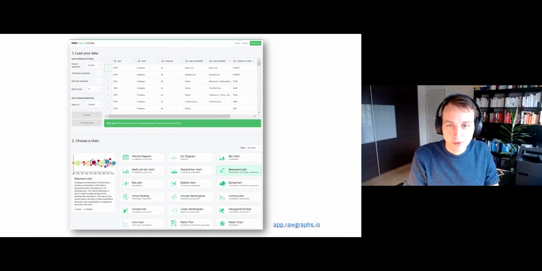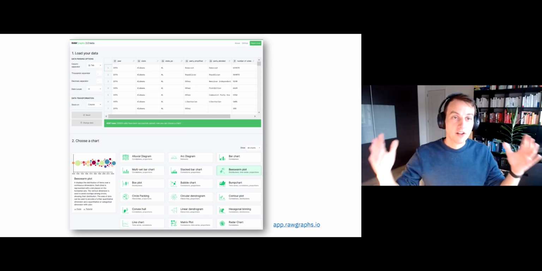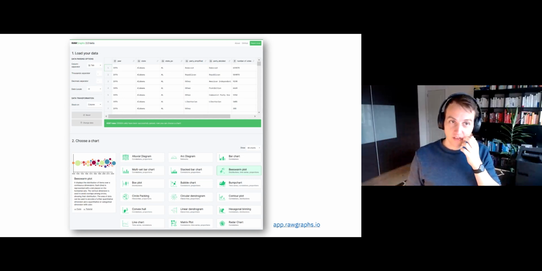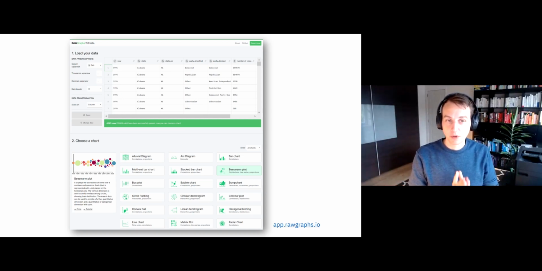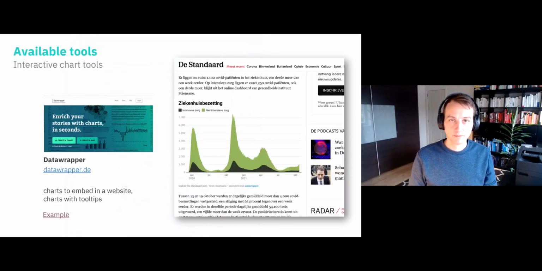So RAWGraphs, for example, here's a bit of a screenshot, but I will demonstrate later on how it looks in practice. If you want to make a Sankey diagram, a beeswarm plot, a matrix chart, a Voronoi chart, circle packings, all those kinds of out-of-the-box chart types, RAWGraphs should be your first place to go. Really great for those kinds of out-of-the-box charts. Static. If you want to make static charts, RAWGraphs is a really nice tool.